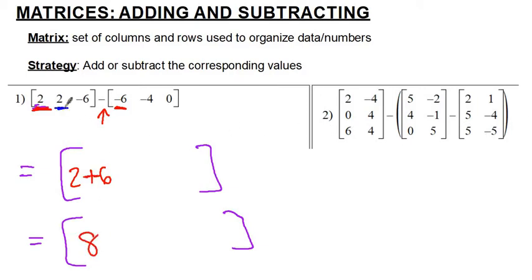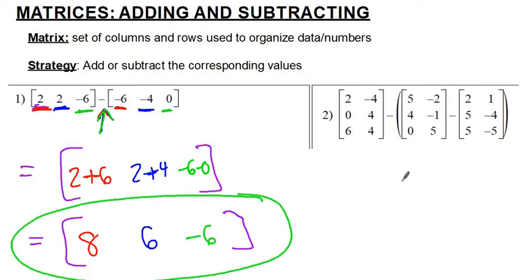Okay, our next value is going to be 2, again, minus -4. So 2 minus -4, that's the same as 2 plus 4, and that equals 6. And then finally we have -6 minus 0, and -6 minus 0 is -6, and that's all you have to do, just add and subtract the corresponding values. In that case, subtract.